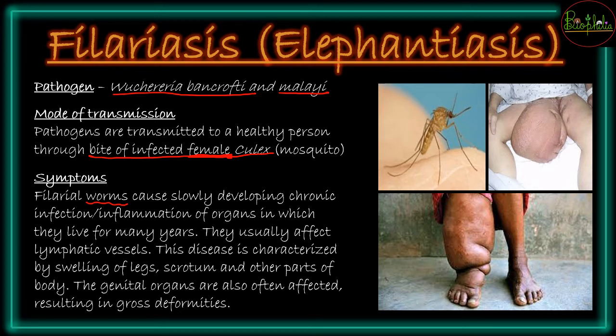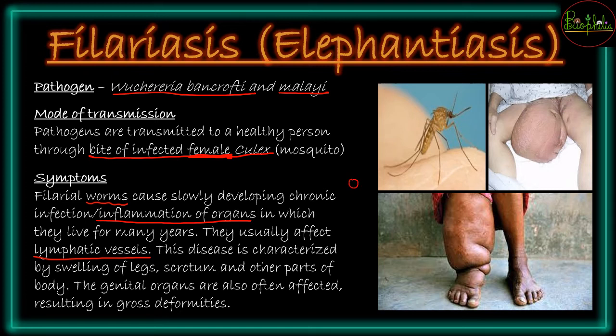It will slowly develop into a chronic infection. There will be inflammation of the organs, and the worms might be living in your body for many long years. These are generally going to affect your lymphatic vessels. So lymph vessels of thighs and legs are generally going to be infected, because of which there can be blockage in the lymphatic vessels. And once the lymphatic vessels have been blocked, the circulation of the lymph cannot occur.